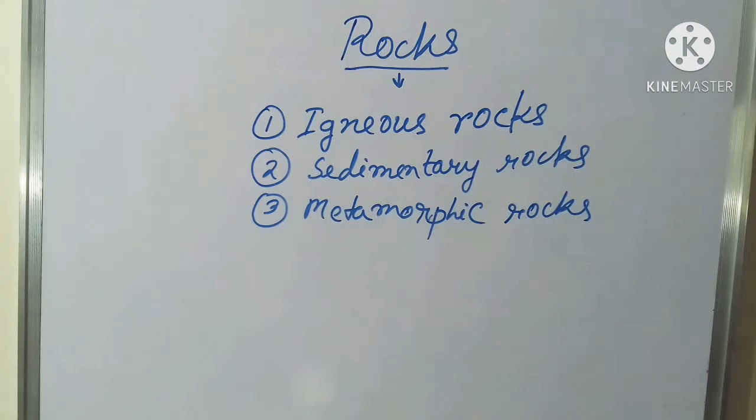The first one is igneous rocks. You know that when volcanoes erupt, the melted hot lava comes out from the volcanoes. After that, that melted lava forms rocks when it becomes harder. Those rocks are called igneous rocks.